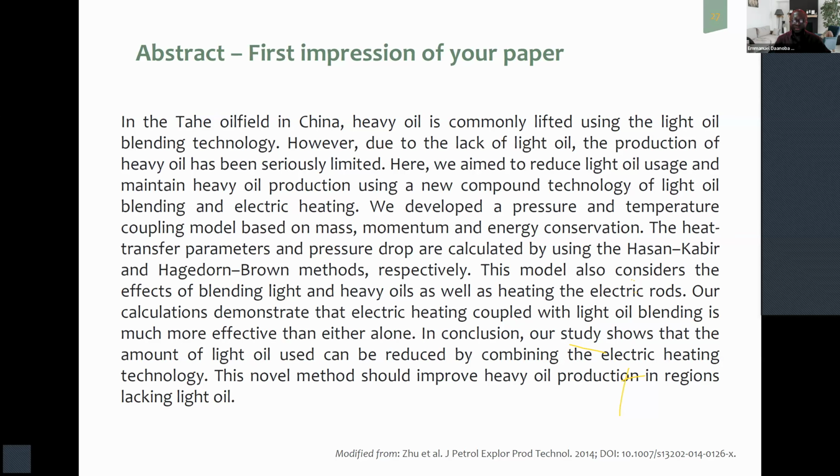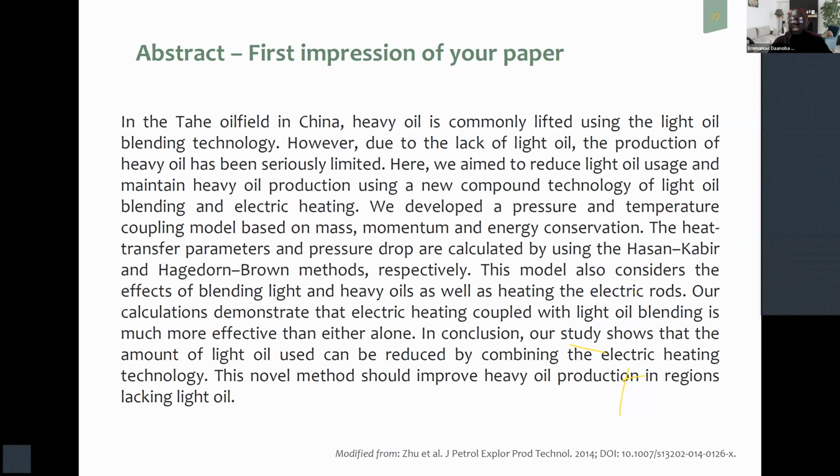Method. We developed a pressure and temperature coupling model based on mass, momentum, and energy conversion method. The heating transfer parameters and pressure drop are calculated by using the Hassan, Kabir, and Hagedorn-Brown methods, respectively. This model also considers the effects of blending light and heavy oils, as well as heating the electric rods. It's still methods. Our calculations demonstrate that electric heating coupled with light oil blending is much more effective than either alone. Results. That's a key finding.